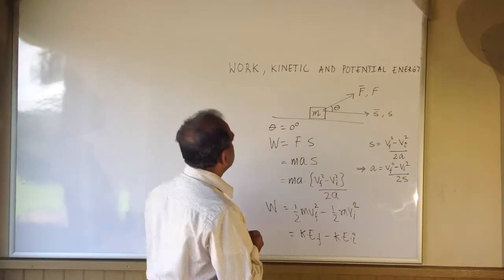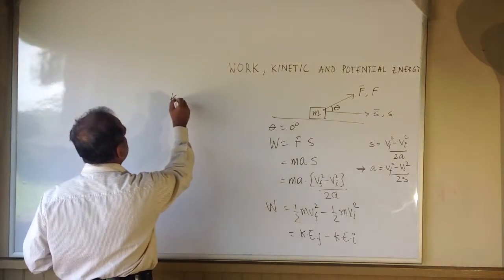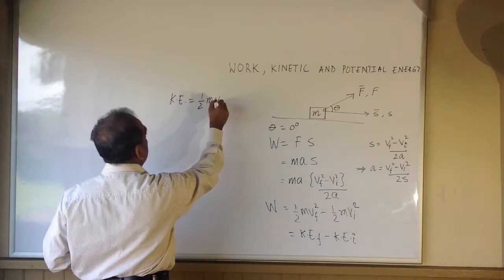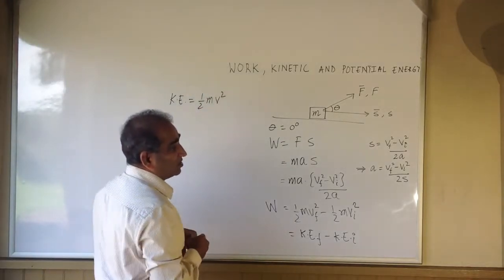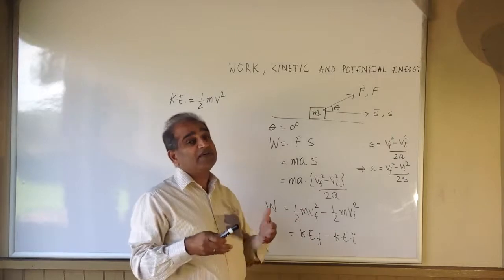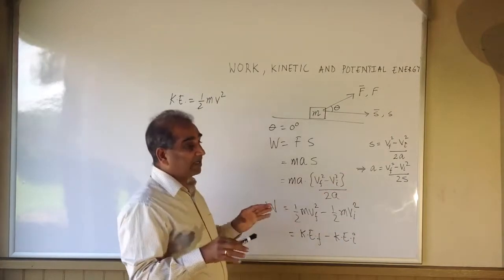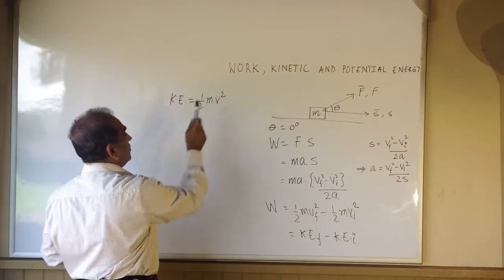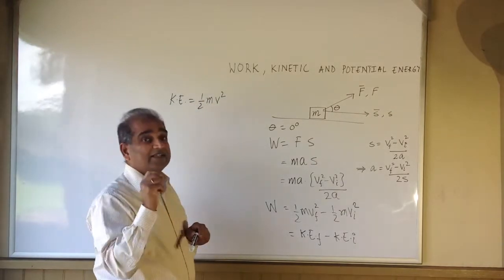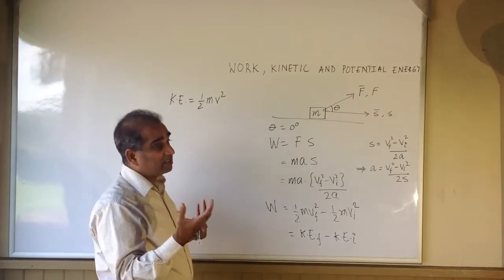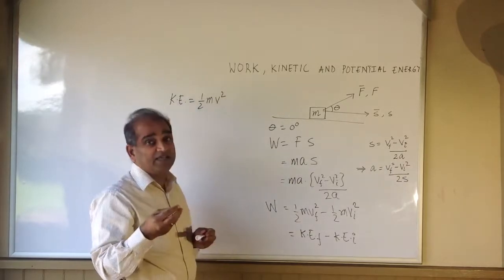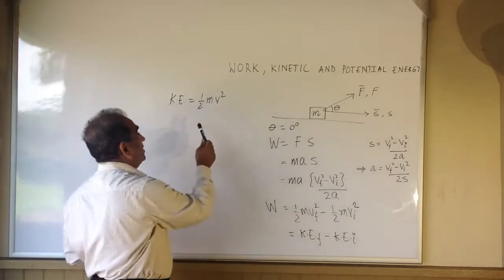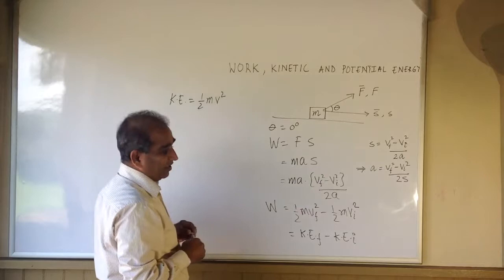So kinetic energy in general, the kinetic energy of any body, is half times m times the velocity at that instant of time. So at different instances it can have different kinetic energy. But at any instant, the kinetic energy of the body is half m v square. v is the velocity at that instant of time. Since it's v squared, you can say it's the speed at that instant of time. So half m v squared is the kinetic energy of the body.